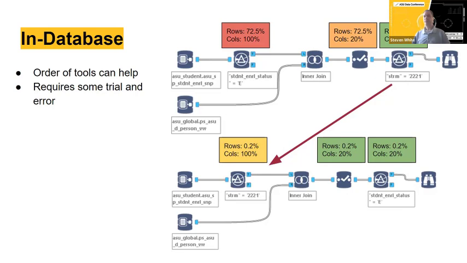So right off the bat with that first tool, I've eliminated 99% of the data. And then from there, I can apply the rest of my functions or tools. And so this allows the database to work with a smaller set of data much earlier in the query.